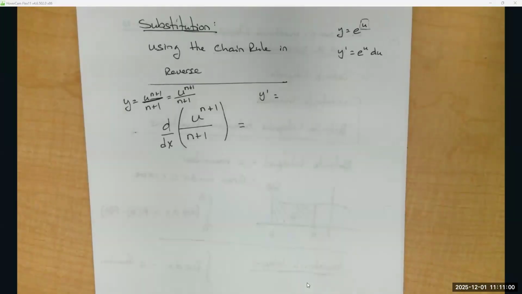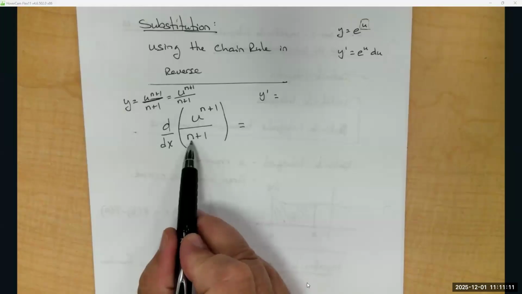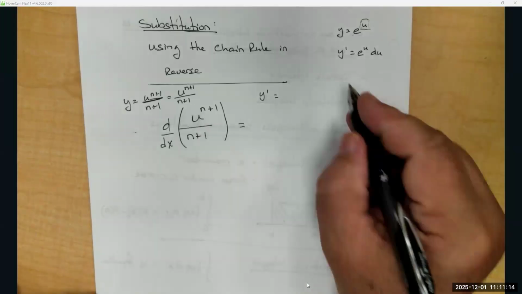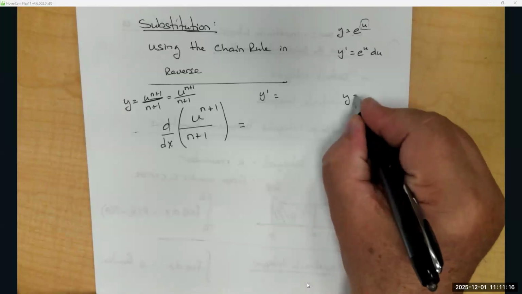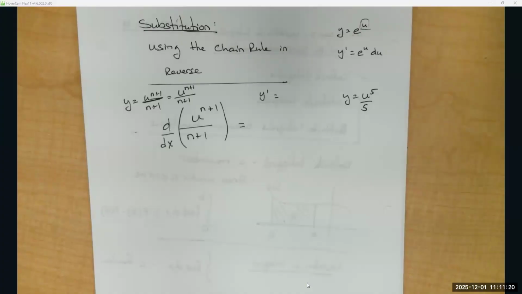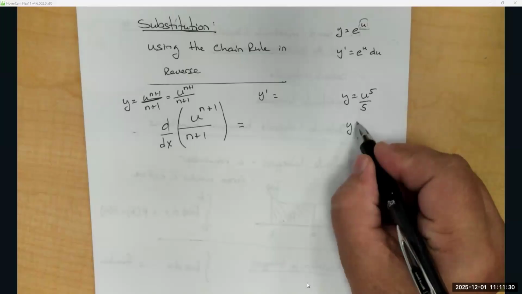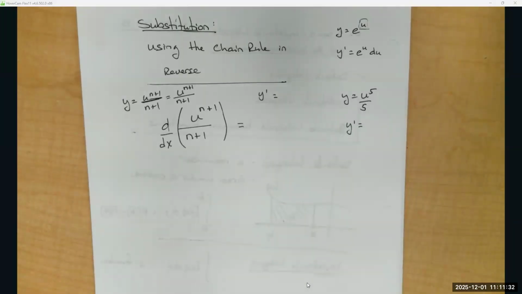Whenever we talk about the quotient rule, we have to have a function on top of a function. So it has to have a function with respect to x over a function. Is there an x? No, n is just a number. What this is saying is something like if y was u to the 5th over 5. Take a derivative of that. Because this is an exponent, what would the derivative be?